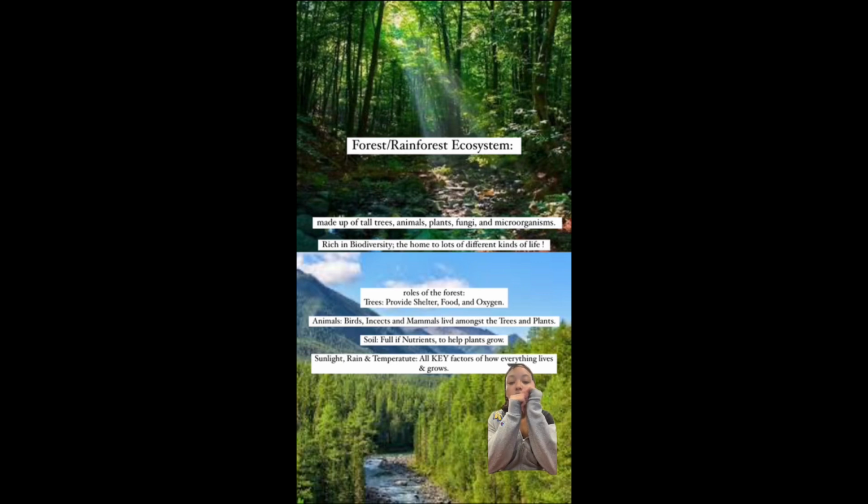As for the roles of the forest, the trees provide shelter, food, and oxygen for the living things that live there. Animals, for example birds, insects, and mammals, all live amongst the trees and the plants. The soil is full of nutrients to help the plants grow so that they can keep producing nutrients and oxygen for the animals that live there. The sunlight, the rain, and the temperature are key factors to how everything lives and grows in the rainforest ecosystem. Thank you for listening to my part, and I'm going to pass you on to the next.